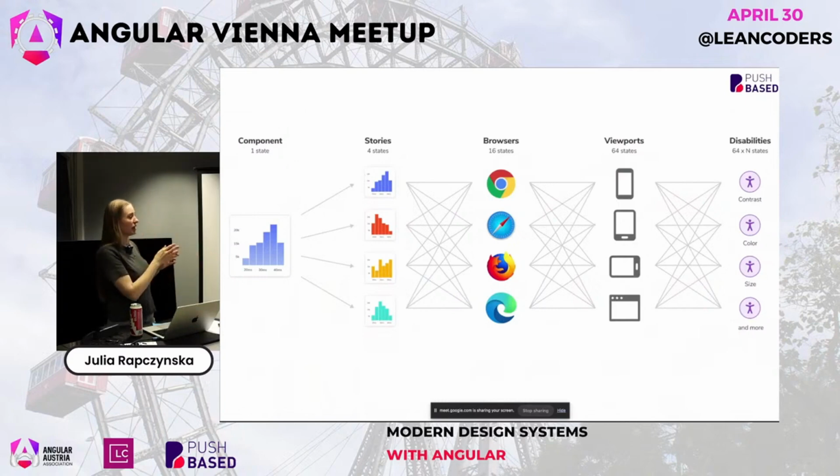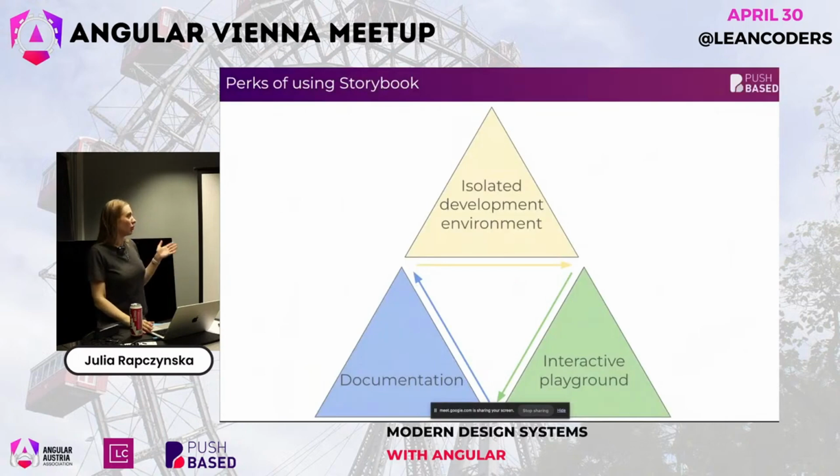And we can play with this component, test it against different browsers, different viewports, and also check it when it comes to accessibility. So we can cover the visual tests and the reusability of the components and focus only on one piece. And what it brings us in terms of the design system and this component-centric environment is a threefold: we have the isolated development environment, we have the interactive playground for our components, as well as the documentation for the components.